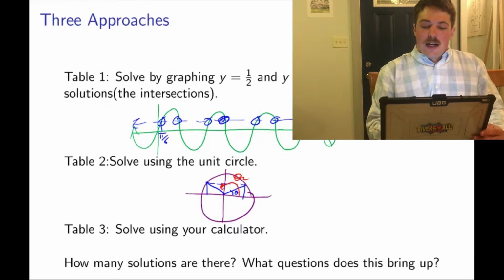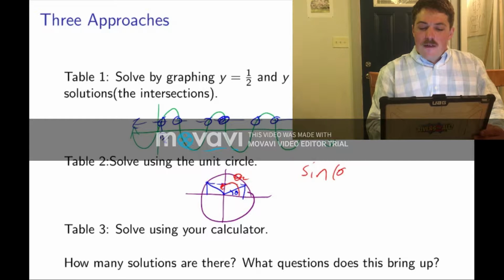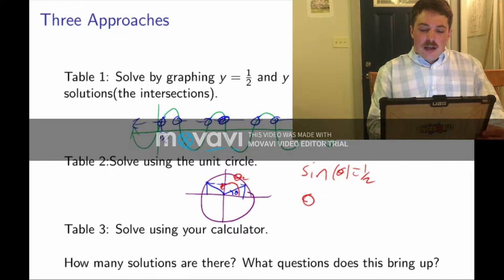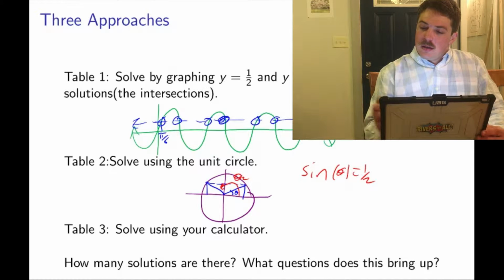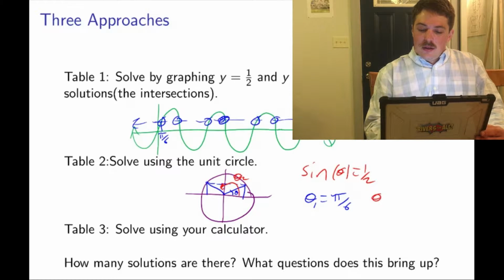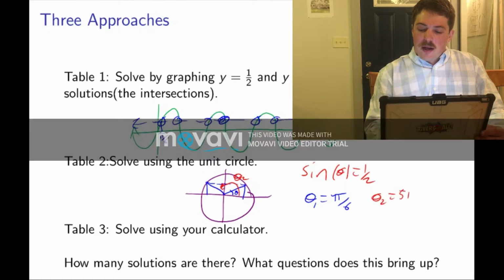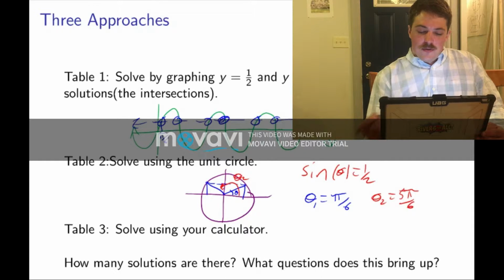Luckily for us, sine of theta equaling 1/2 is on our unit circle. And so that we see here, theta 1 is equal to pi/6, I'll make sure we're in the right colors. Theta 1 is equal to pi/6, and then theta 2 is equal to 5 pi/6, right?